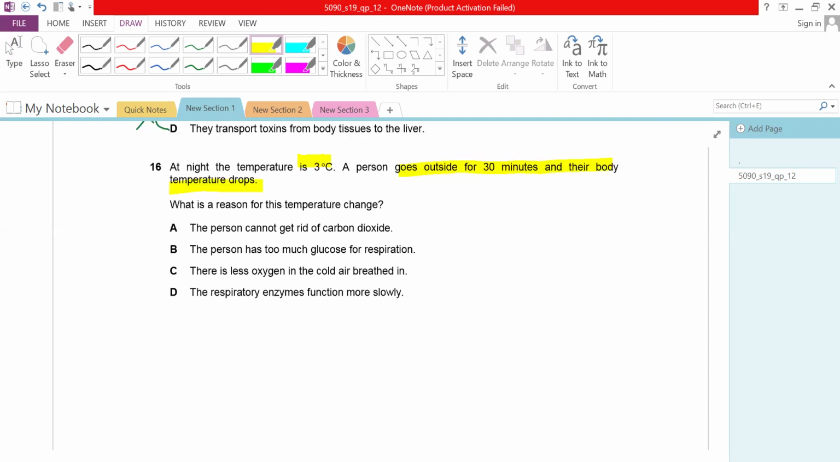Person cannot get rid of carbon dioxide. It isn't like that. Carbon dioxide and temperature, no relation. The person has too much glucose to respire, no. There is less oxygen in the cold air breathing, no. The respiratory enzymes function more slowly, yes. This option is correct because when the temperature decreases, the enzymes are not dead, but they work slowly. So this option is correct.